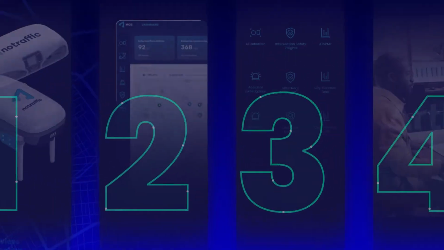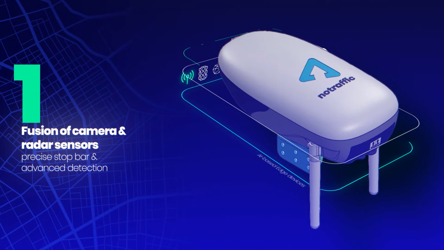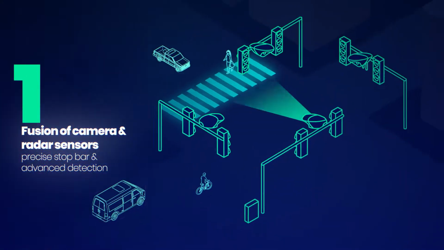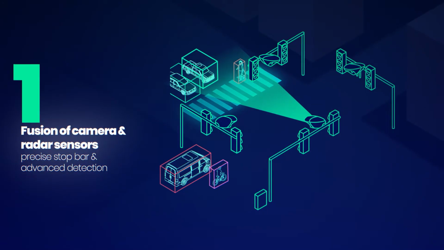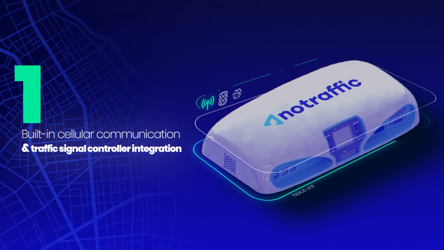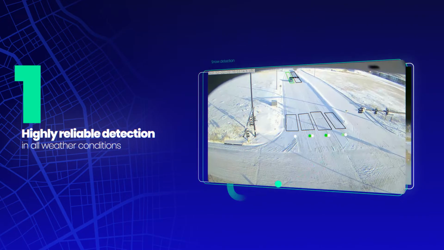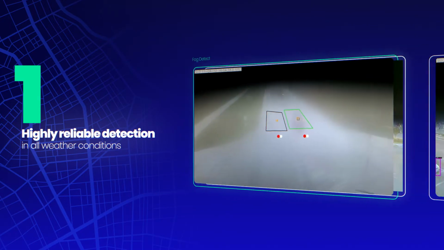It's built on four key components. AI-based edge devices feature a fusion of camera and radar sensors for precise stop bar and advanced detection, along with a Nexus unit with built-in cellular communication and traffic signal controller integration, ensuring highly reliable detection in all weather conditions.